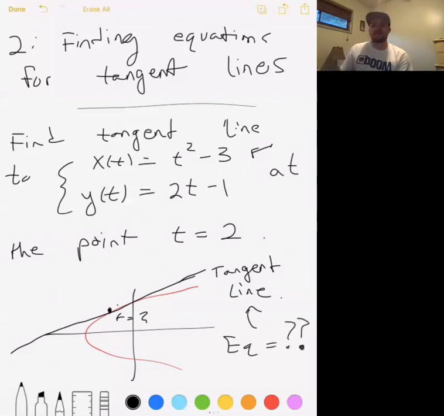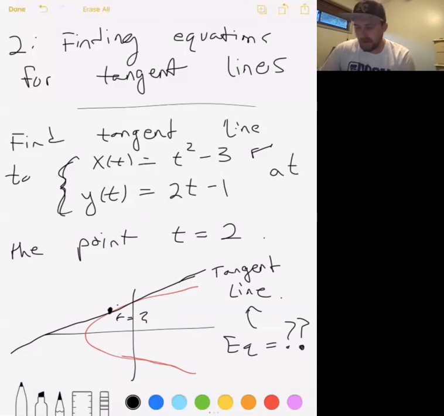So this is a sketch of what this problem's asking. We have some parametric curve here, and we're interested in the tangent line at a given point. In this case, this is our curve given by t squared minus 3 and 2t minus 1, and we're looking for the equation for the tangent line at the point t equals 2. So let's see if we can do that.